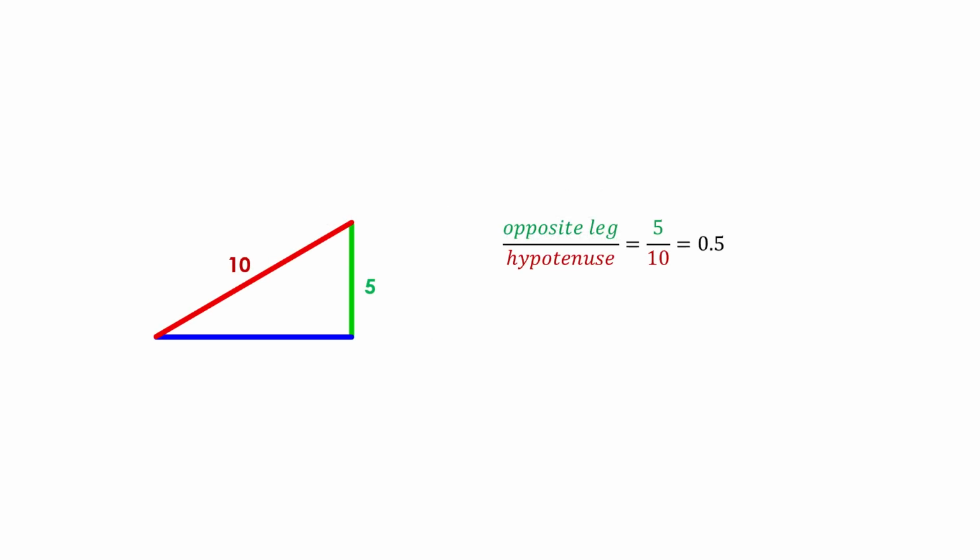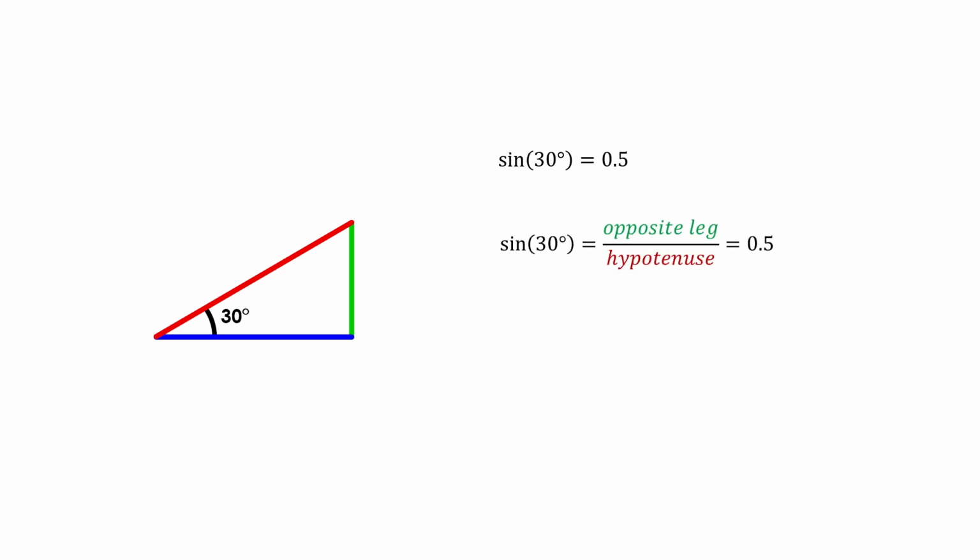In this specific triangle, the opposite leg divided by the hypotenuse gives us 0.5. This tells us that the length of the opposite leg is 0.5 times, or half, of the hypotenuse. But if we didn't have the lengths of the sides, and instead we only knew that this angle is 30 degrees, the sine of 30 degrees also gives us 0.5. So, with the angle, here we know the ratio between the sides even though we don't have their lengths.